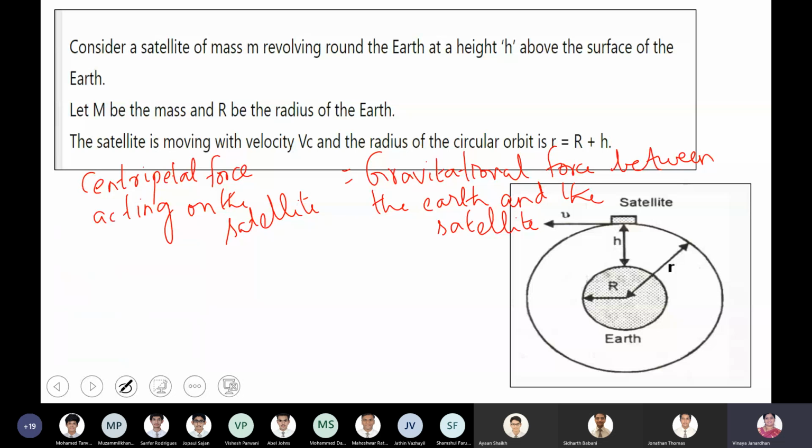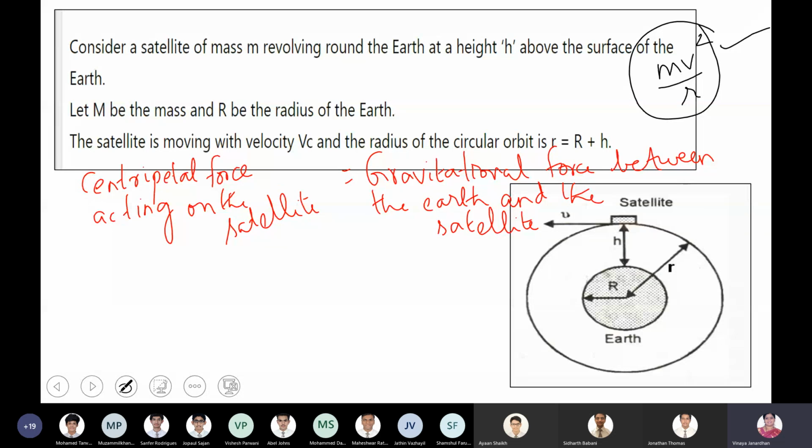Use mv squared by r, correct? Boys, the general equation for centripetal force is mv squared by r. Grade 11, even if you wake up, you should know this expression, because you are learning so much of this concept of circular motion. The centripetal force will be carried over in grade 12 also. Boys, please understand the centripetal force between the satellite and the Earth.